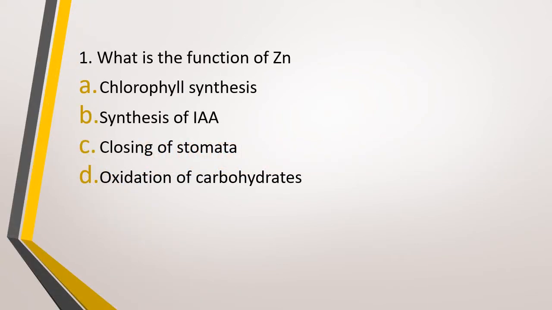Question number 1. What is the function of zinc? Option A, chlorophyll synthesis. Option B, synthesis of IAA. Option C, closing of stomata. Option D, oxidation of carbohydrates. Function of zinc. The correct answer is option B, synthesis of IAA. What does IAA stand for? Indole 3 acetic acid or auxin. So zinc is used in synthesis of auxin.